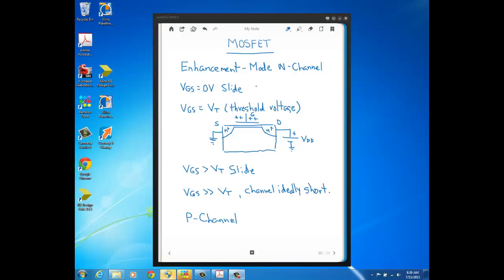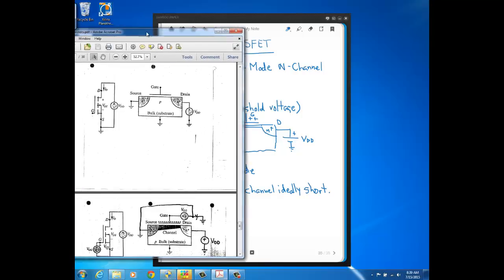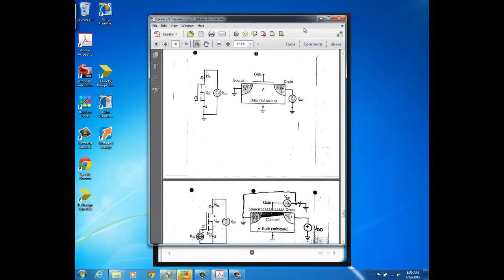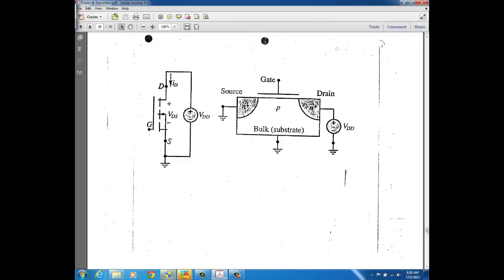So first we're going to look at or talk about just some basics of MOSFETs, and also look at the operation when the voltage VGS, which is the gate to source voltage, is equal to 0 volts. And in order to do that, let me just bring over this slide here.